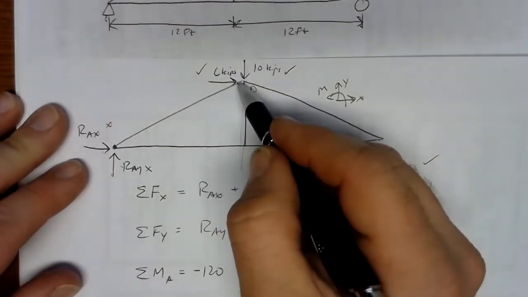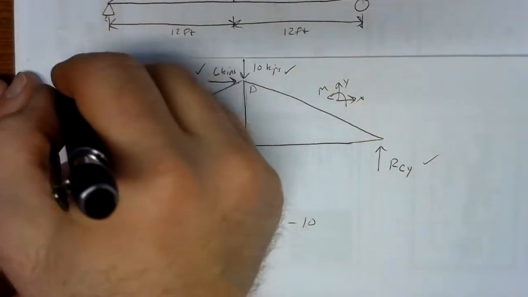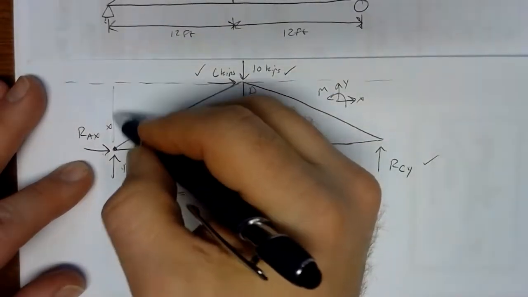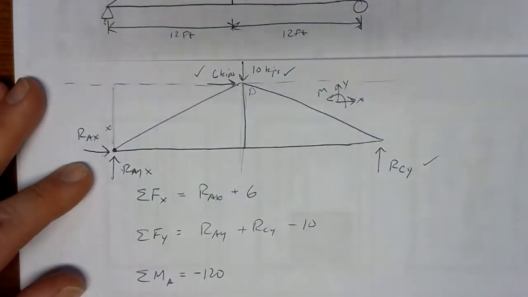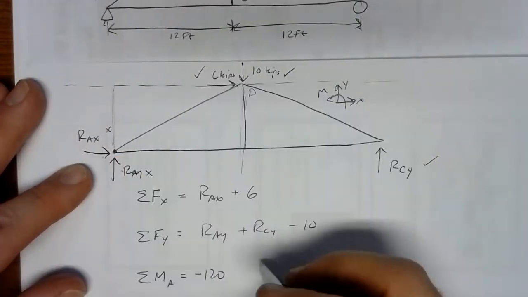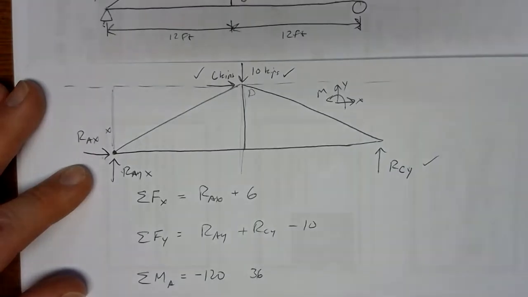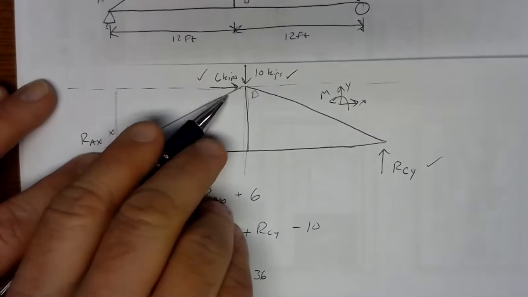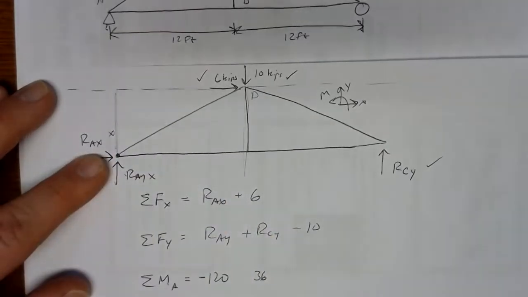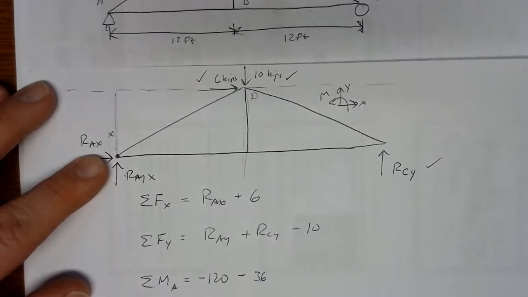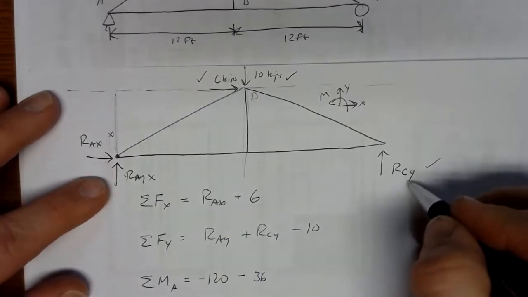We've got that 6 kip force. The line of action for that 6 kip force is right there, and the closest it gets to A is 6 feet. So we have 6 kips 6 feet away. That's 36 kip feet. If we pin at A and push to the side at D, that's still going to be a clockwise rotation, so negative.